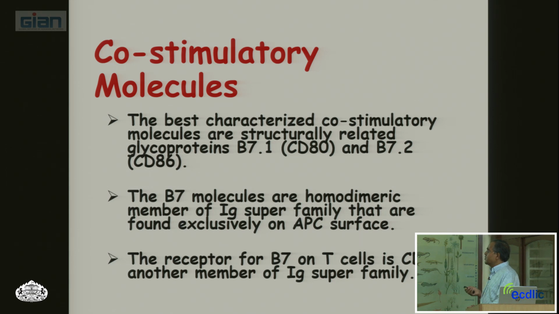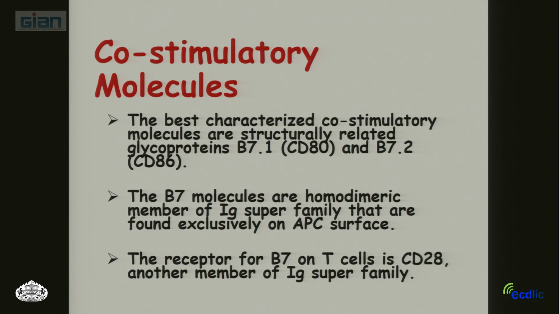So the best characterized co-stimulatory molecule is again B7-1, B7-2. In terms of CD, they are called CD80 and CD86. You can actually do flow cytometry to look at your antigen presenting cells, and that can tell you whether your antigen presenting cells are expressing it and at what level. The B7 molecules are homodimeric members of the immunoglobulin superfamily that are found exclusively on the surface of antigen presenting cells, and the receptor for B7 on T cells is CD28, which is another member of the immunoglobulin superfamily.